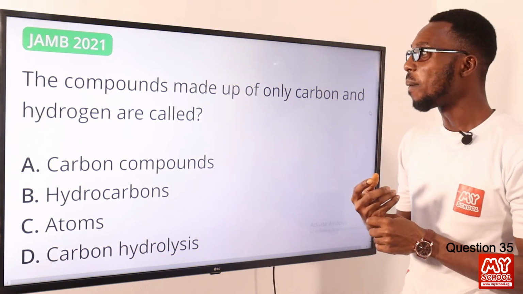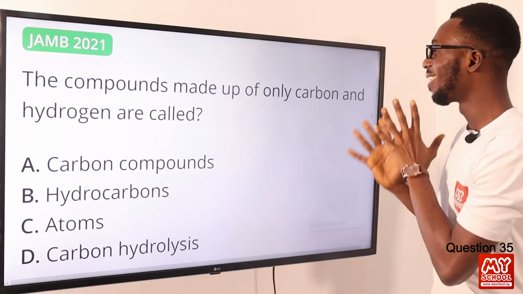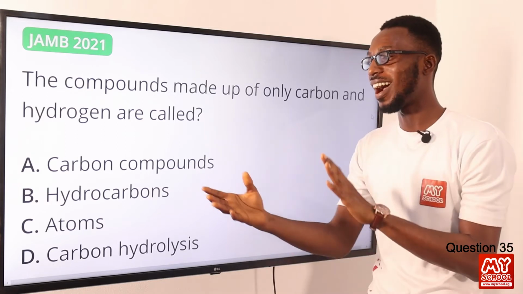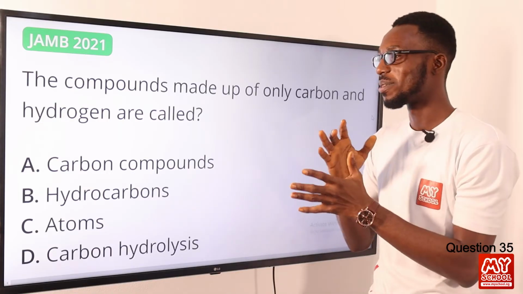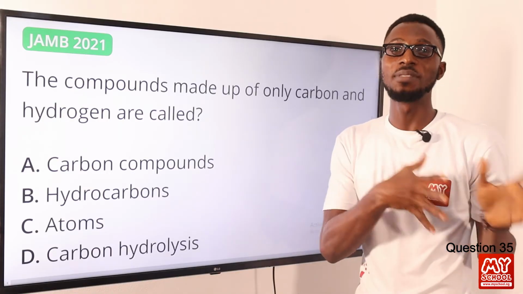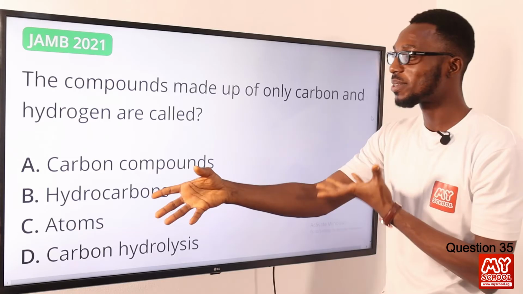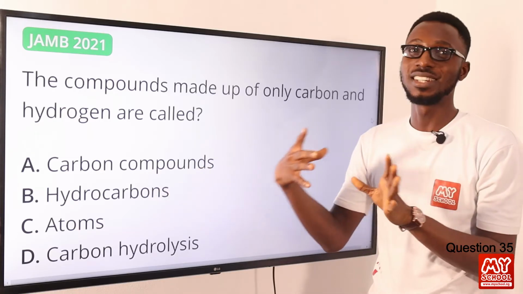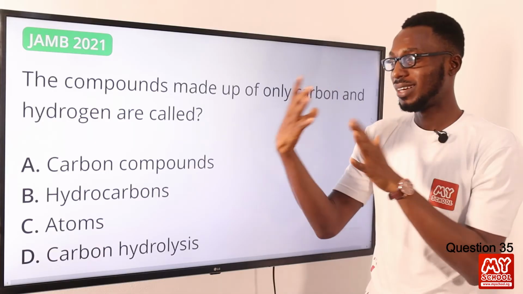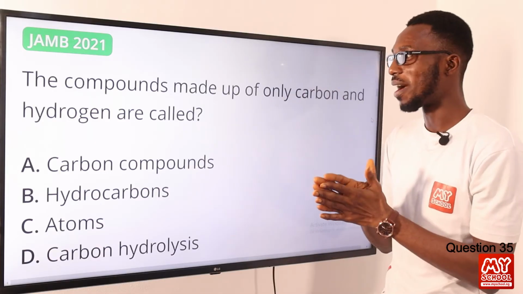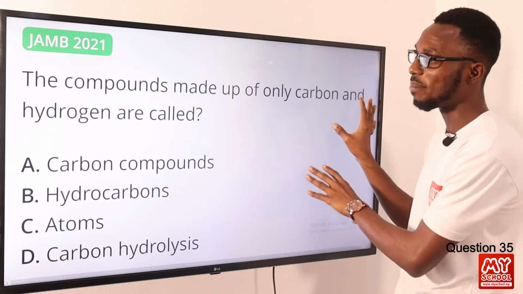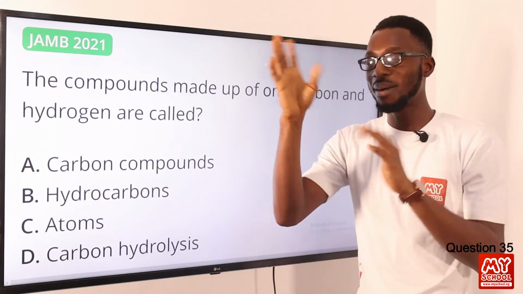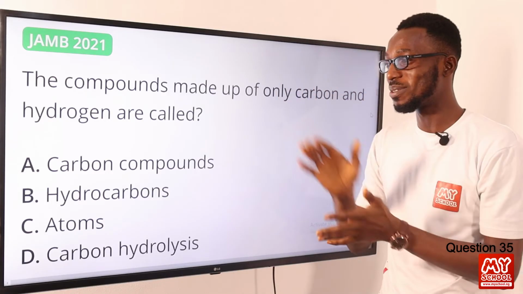35. The compounds made up of only carbon and hydrogen are called hydrocarbons. You can group hydrocarbons into aliphatic or aromatic. Natural sources of hydrocarbons include coal, that is solid fuel, petroleum, that is liquid fuel, then natural gas, that is your gaseous fuel. So hydrocarbons are composed of only carbon and hydrogen, your alkanes and the like. So option B is the right option.